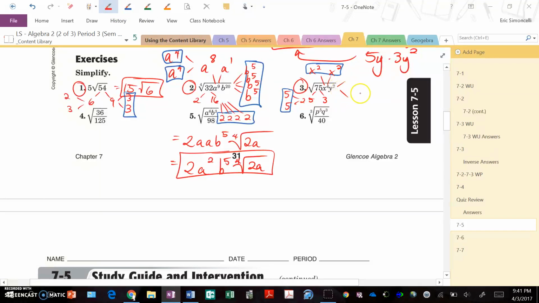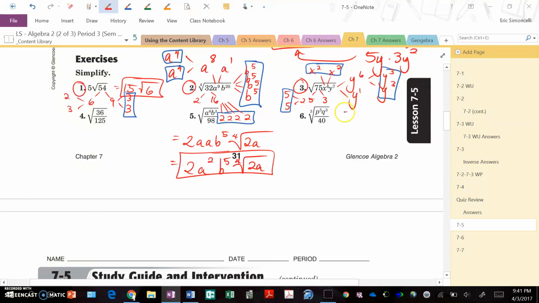Y to the 7th, I'm going to break down kind of like I did the last problem with a to the 9th. The number that's closest to 7 that is divisible by 2, again, the index or root, is 6. So y to the 6th and y to the 1st. Y to the 6th times y to the 1st is y to the 7th. We're not done. I would like us to then also say that because y to the 6th can be broken up as such, y to the 3rd times y to the 3rd, we'll go ahead and assess that as the next perfect square. We're not done.